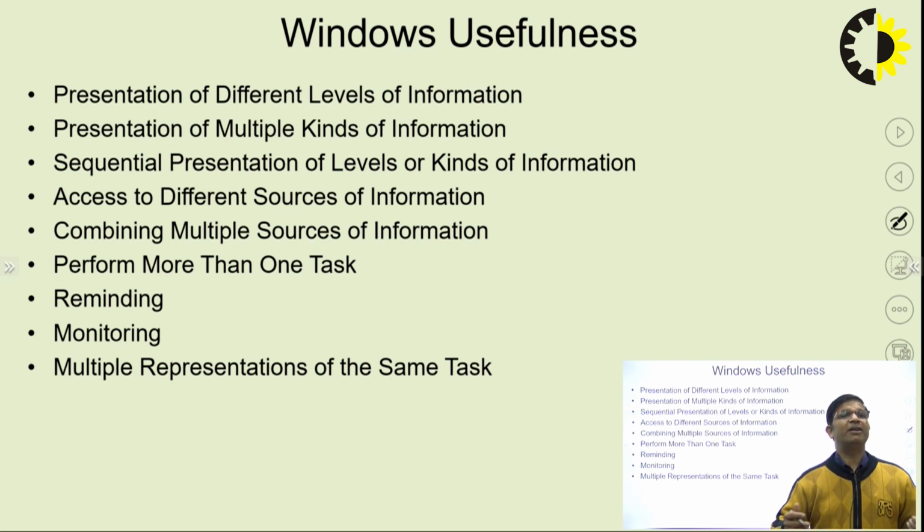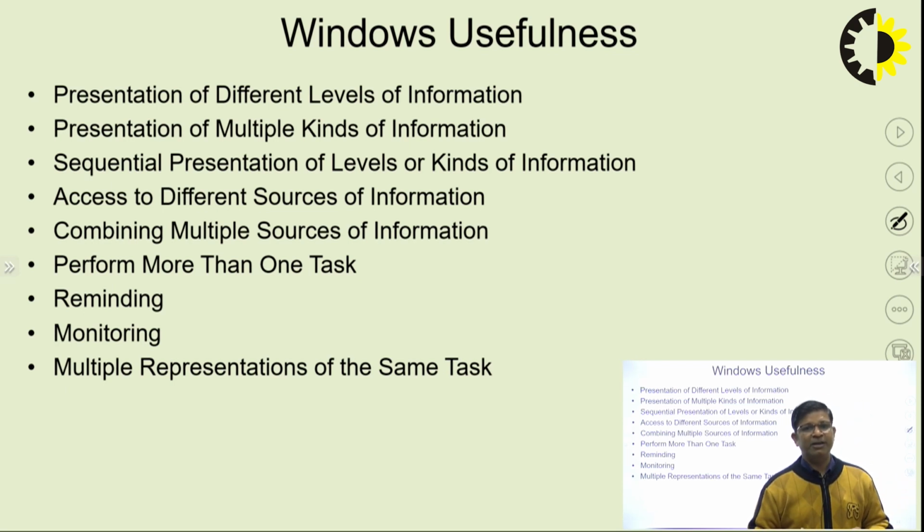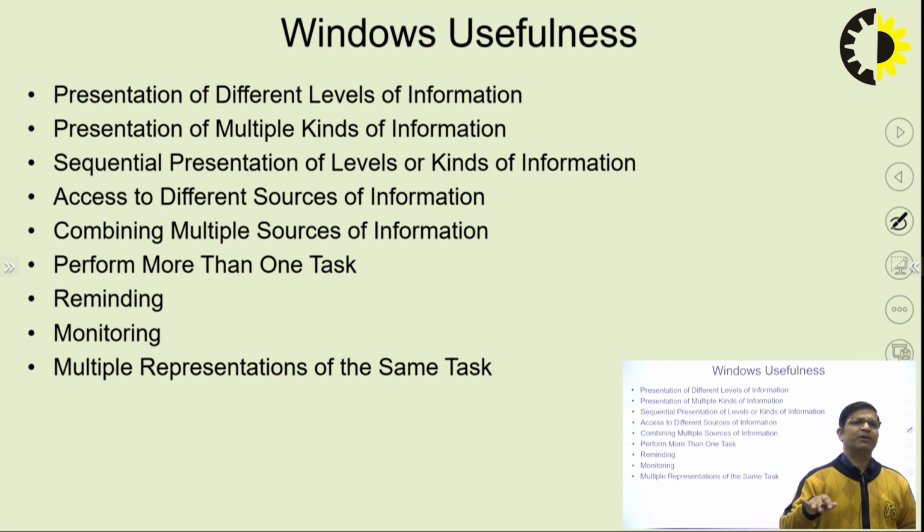Presentation of multiple kinds of information. For example, if we are talking about any website, it can display different types of options, different types of information, like contact information, about information, managerial information, and other information. You can see it very easily. There are multiple options. There are menus available, and when you click on any menu, it will display another type of information.